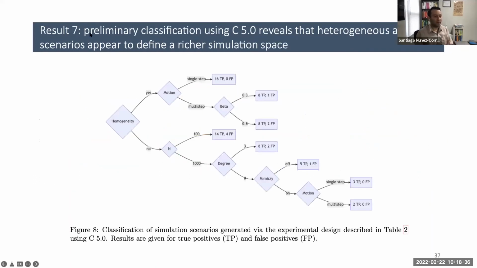We finally did something, which is we classified using C5.0 to reveal, with the results that we have, how the simulation space can be classified. And finally, what we found is that the models with heterogeneous agents that move at different speeds across the grid have a richer structure than those that are more homogeneous.